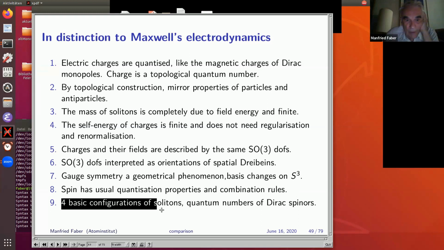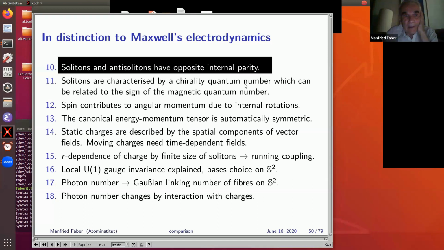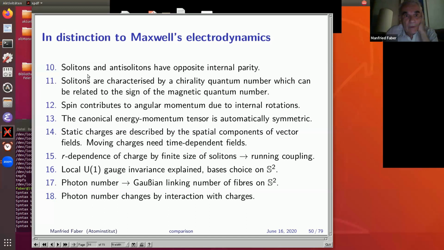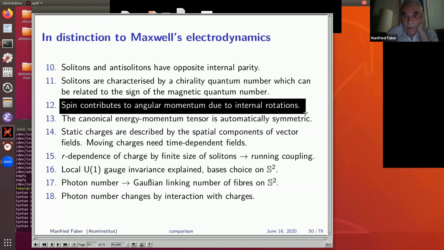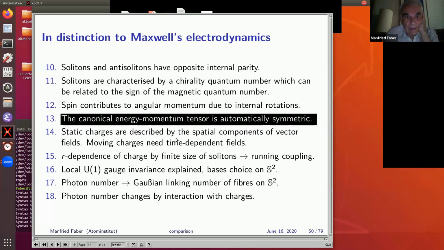We have four basic configurations of solitons with the quantum numbers of Dirac spinors. So there are further distinctions. Solitons and antisolitons have opposite internal parity. Solitons are characterized by a chirality quantum number, which can be related to the sign of the magnetic quantum number. Spin contributes to angular momentum due to internal rotations. The canonical energy-momentum tensor is automatically symmetric.